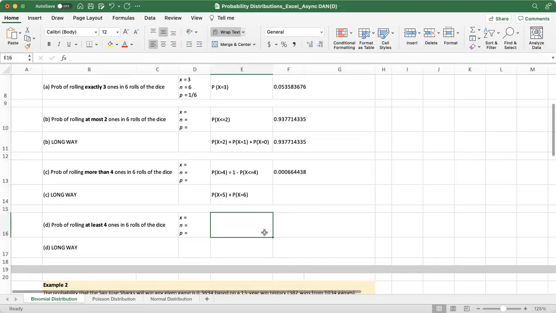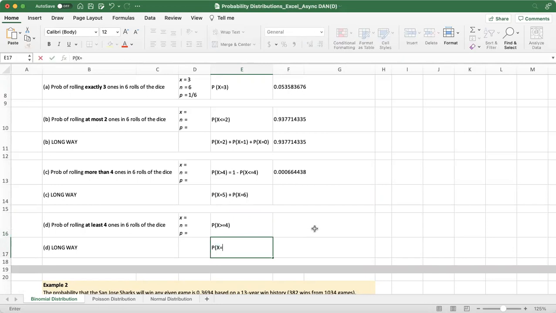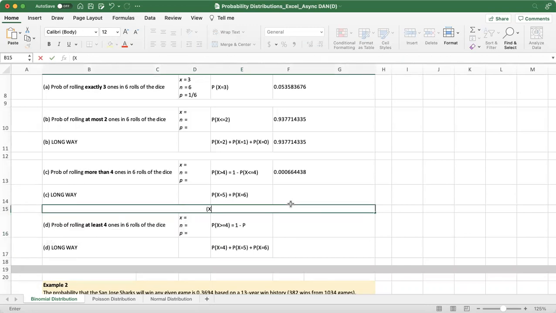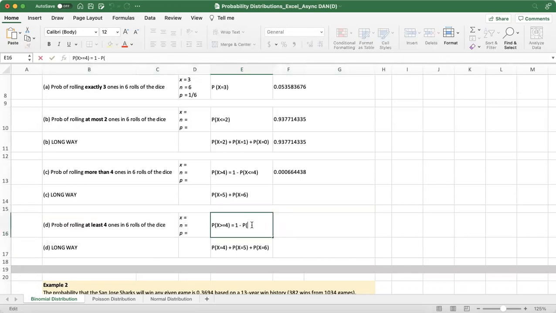The next one is a little bit different. We want the probability of rolling at least 4 ones in 6 rolls of the die. So probability of x being greater than or equal to 4. Well, x could be 4, plus x could be 5, plus x could be 6. So if I want to rewrite this using the complement notation, the complement of being greater than or equal to 4 is to be less than 4.